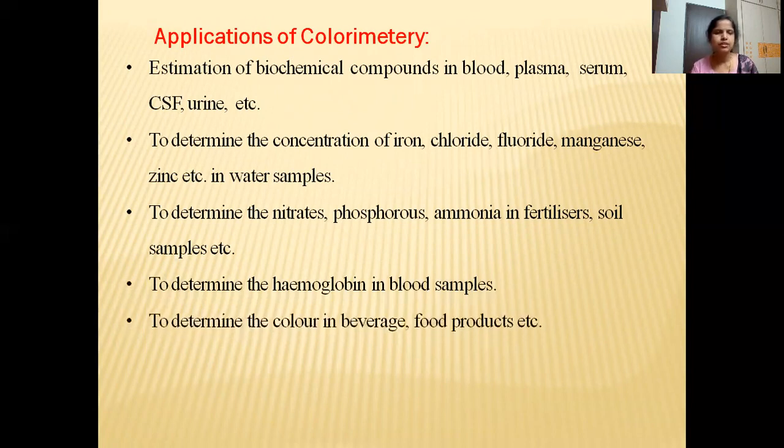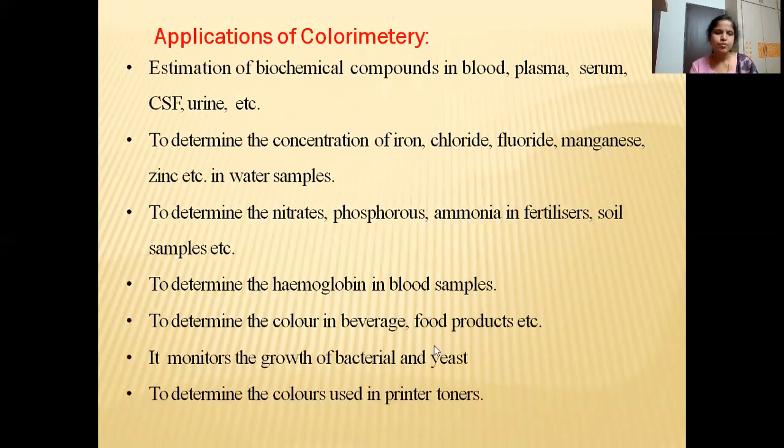We can determine the color in beverages and food products. How much color is being added into the beverages or food products can also be determined. And we can monitor the growth of bacteria and yeast. We can determine the color used in printer toners. So how much color is used in the toners which we use for printing can also be determined by using colorimetry. So this is about colorimetry.